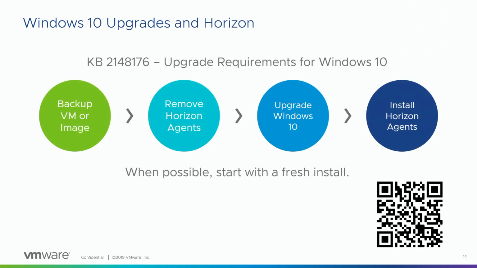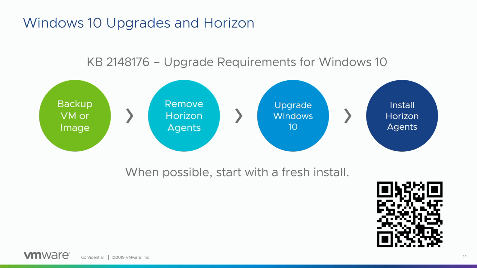So if you are using Horizon with Windows 10, there are some requirements for doing an in-place upgrade. Now, we have a KB on this, KB 2148176. QR code on the screen will take you directly to that KB. This one talks about doing an in-place upgrade. So first you're going to obviously want to back up your VM or your image. Then you need to remove all the Horizon agents from that machine.